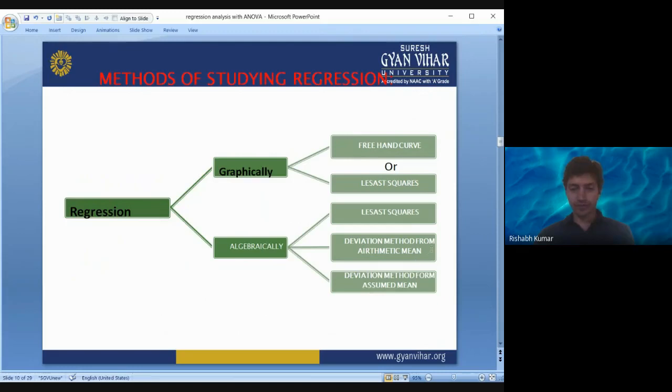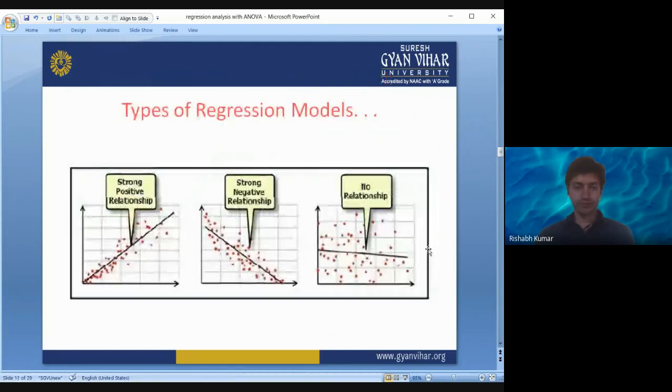Okay, this deviation from arithmetic mean, we will do this also. So we have already done these types of regression models. These are similar to your correlation: when all of your data points are falling along a straight line and are close to that line, this line in a regression model is also known as the line of best fit.